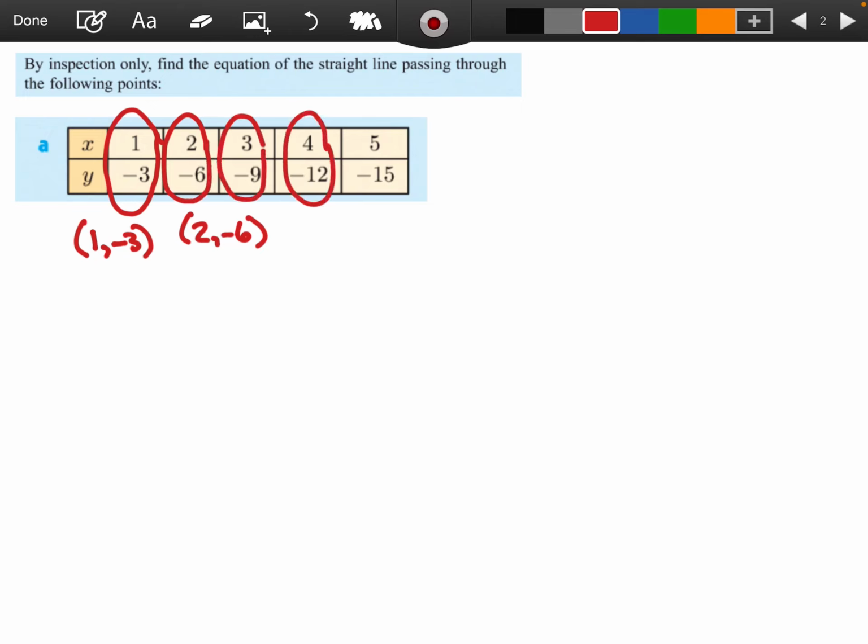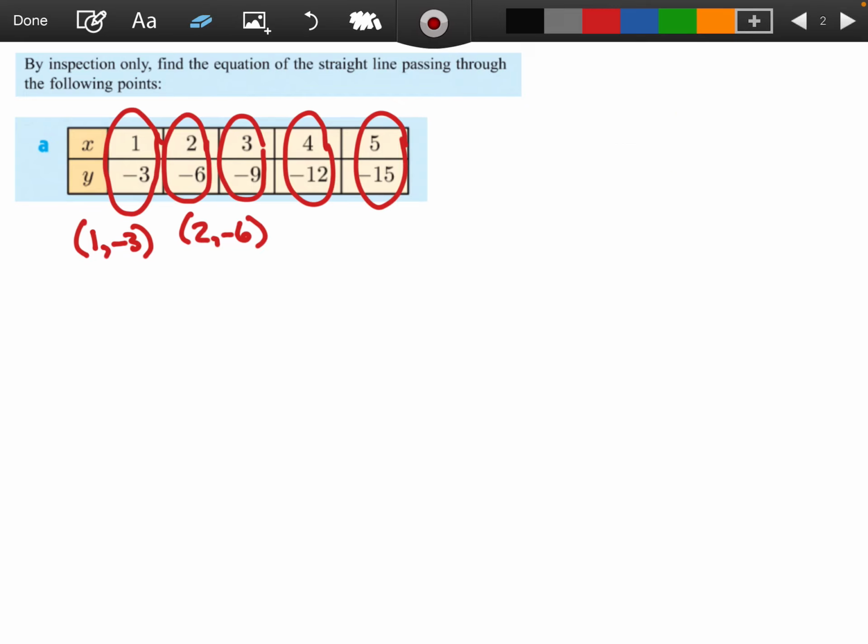What do we have here? 5 points, and they create 5 sets of coordinates. If we were to graph them out, we could graph 1, -3, and we could graph 2, -6, and we could graph, that's not right at all.